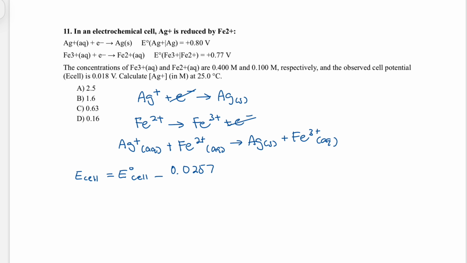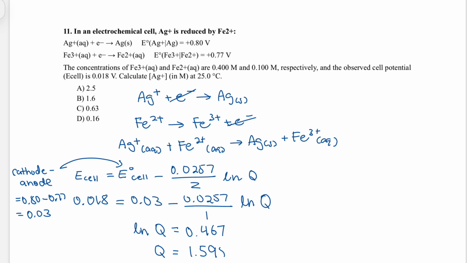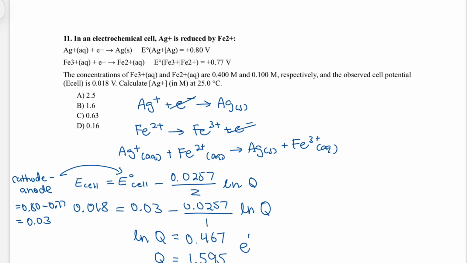So 0.0257 over Z ln Q. And then they tell us that E cell, or the observed cell potential, is 0.018. And then the standard reduction potential, remember, is cathode minus anode, which is 0.80 minus 0.77. So it's 0.03. And then the Z value is 1. And then ln Q. And then if you solve for Q, you'll get 1.595. Remember that this is just e to the power of that, in case you forgot how to calculate it.